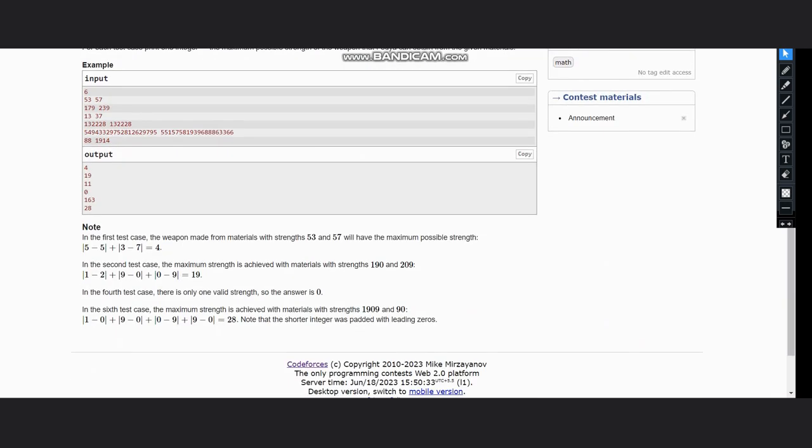Now let's come to the input and the output cases. So for the first one we have 53 and 57, which gives us output as 4, which is directly |5 minus 5| plus |3 minus 7|, which gives us 4. For 179 and 239, the strength is achieved by materials with strength 190 and 209, hence the maximum is 19. And for the next case it is 11. Like this the input and output goes. So now let's understand through the code how this would work.